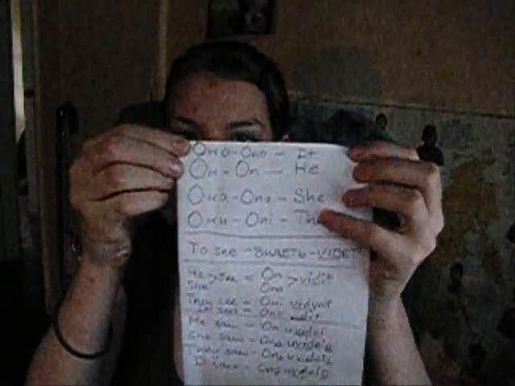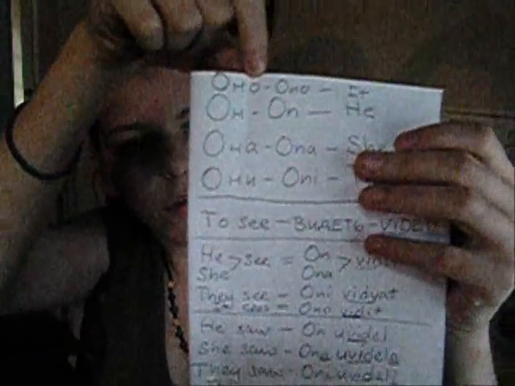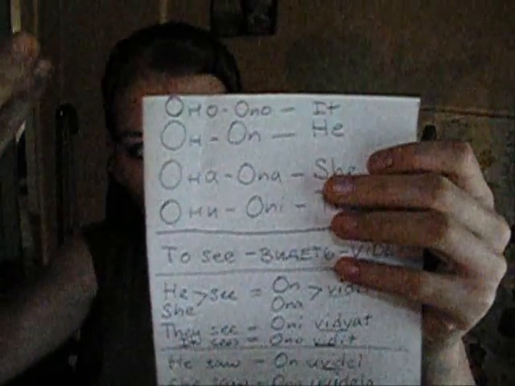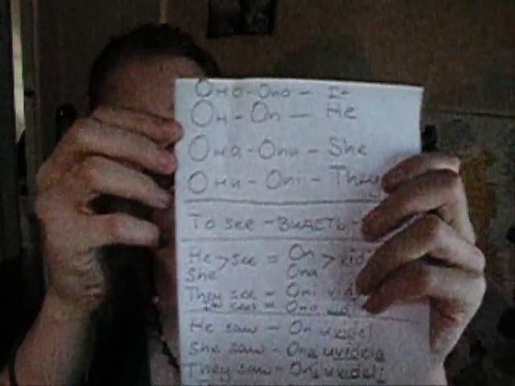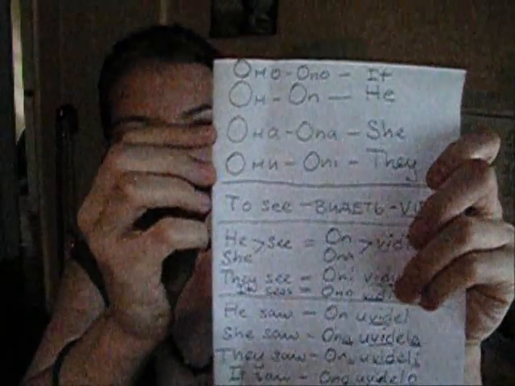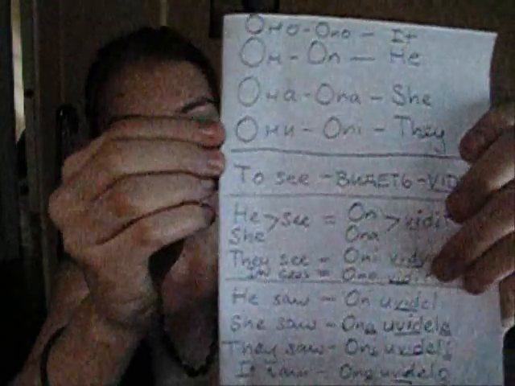So, with that over, today I'm going to go over it, he, she, and they. First of all, it is Оно, and if you see, the first is the Russian lettering, the second is how you say it in English, and the third is the meaning. He is Он, she is Она, and they is Они.